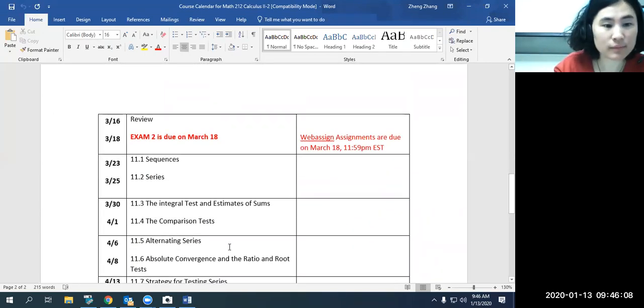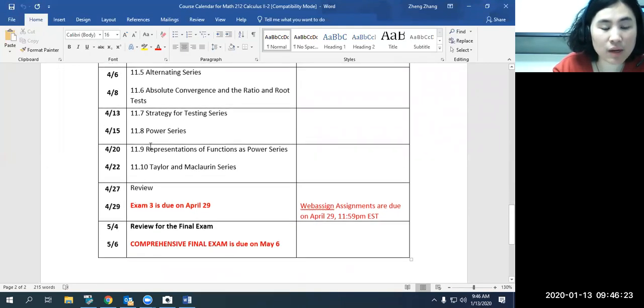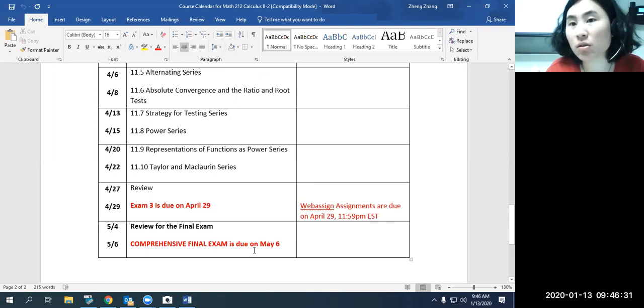We also have exam 3, which covers chapter 11. The due date is this, and the homework assignments are due as well. Homework assignments are all in WebAssign. We'll talk about it very soon, okay? Then 3 midterm exams plus 1 final exam. The final exam is comprehensive. You're also going to do the exam in the testing center. So all of the exams are in the testing center, okay?